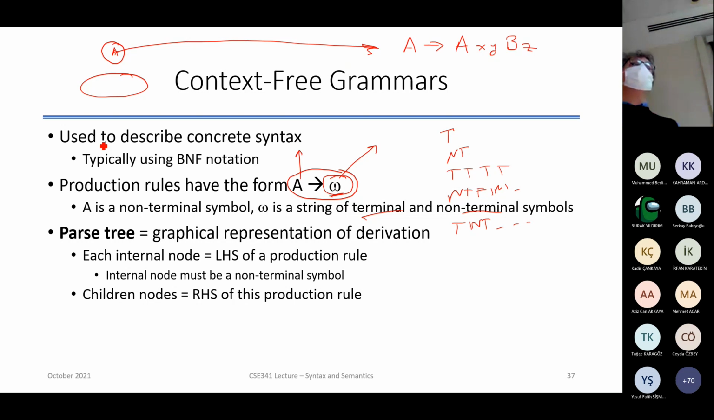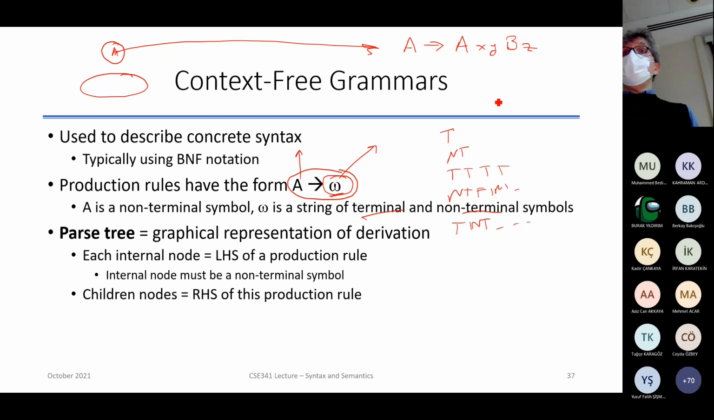Terminal symbols cannot be an internal node. It has to be a leaf. It is obvious, because I cannot replace that with another right-hand side. Therefore, when I have a terminal symbol, I cannot go any further than that. That must be the leaf of a tree.